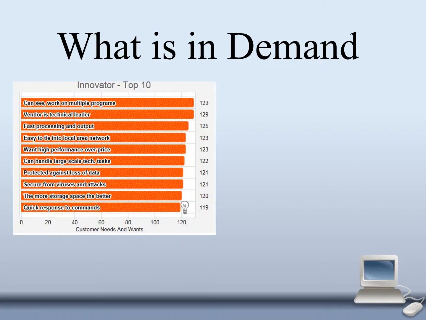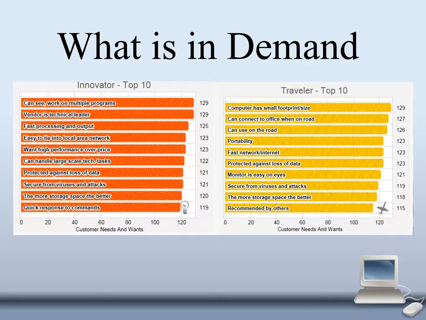What is in demand right now? If we're focusing on the innovators, the top 10 choices that they're looking for is that they can work on multiple programs. It's a leader in their technology. It's got fast processing. It's easy to tie into local networks, whether it be VPN or through an Ethernet cable. They want a high performance but a medium price point. They can handle large-scale tasks, protect against lost data with automatic saving, and just a good backup system. Secure from viruses and attacks, of course. The most amount of storage that the computer can handle, and a quick response to commands.